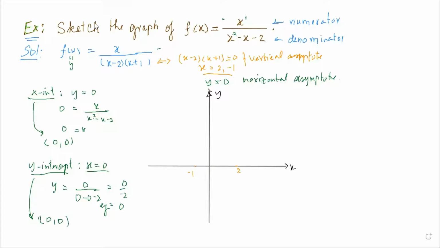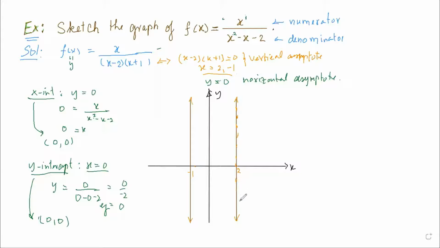Then you draw one line up. This is the 2 here, and this is the negative 1. Now this one has to be a broken line, because an asymptote has to be a broken line. So you draw a broken line there.